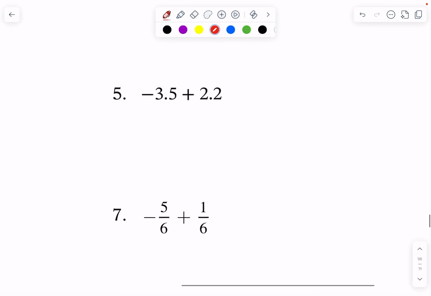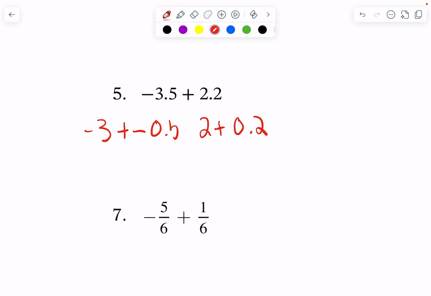Number 5, I'll just help you out and decompose this. So remember, we'll start with 2.2. We'll do 2 plus 0.2. To decompose negative 3.5, however, we need to keep track of our negatives. And so we have our negative 3 plus our negative 0.5. Remember, that negative goes to the ones place and to the tens place. So from here, you can combine your integers and then get to your final answer.